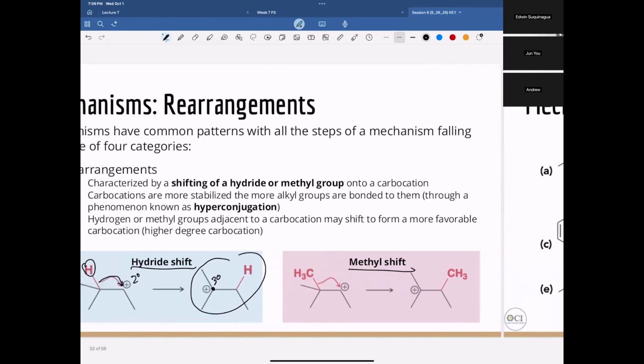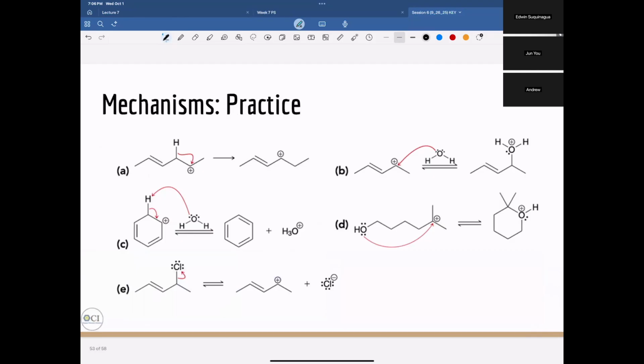Do some examples now. Based on the four mechanisms you guys just learned, it shows different mechanisms here, and I want you guys to identify what type of mechanism it is. Okay? These are the four possible mechanisms. So here, for example, I'll do the first one with you guys.